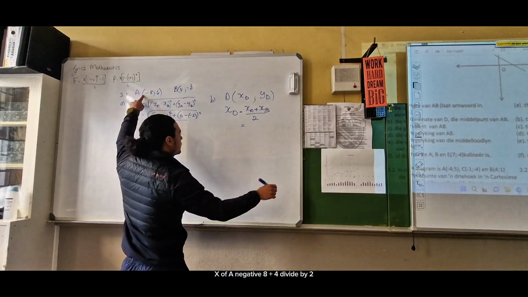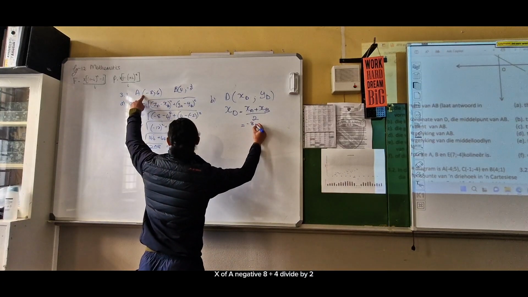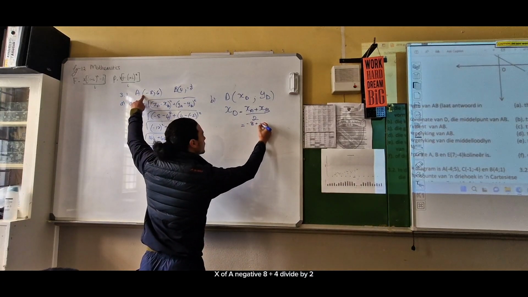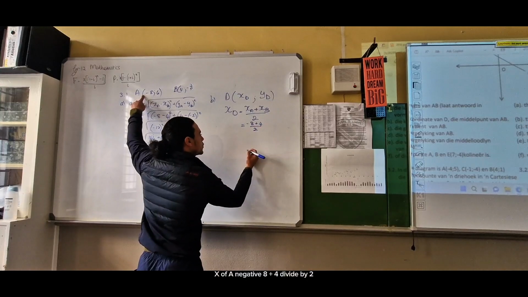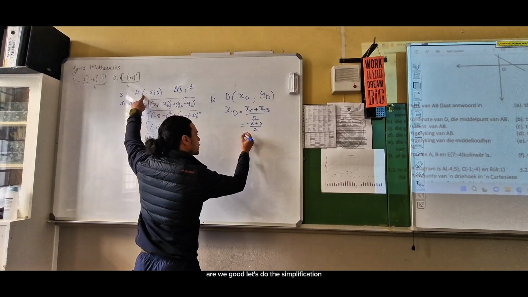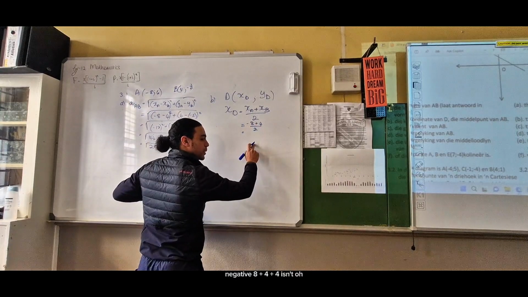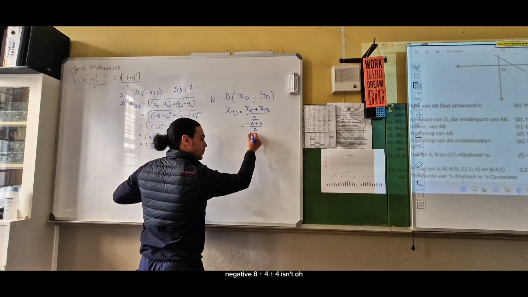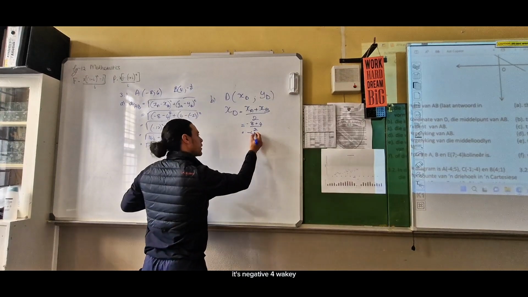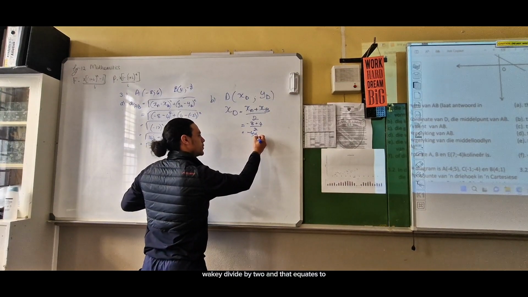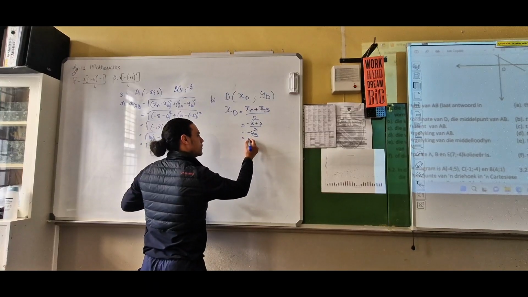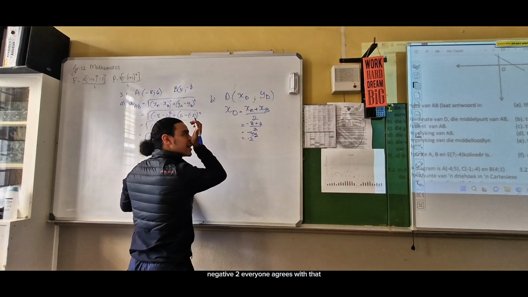X of A, -8 plus 4 divided by 2. Are we good? Let's do the simplification. -8 plus 4, oh, it's -4. Divide by 2. And that equates to -2. Everyone agrees with that?